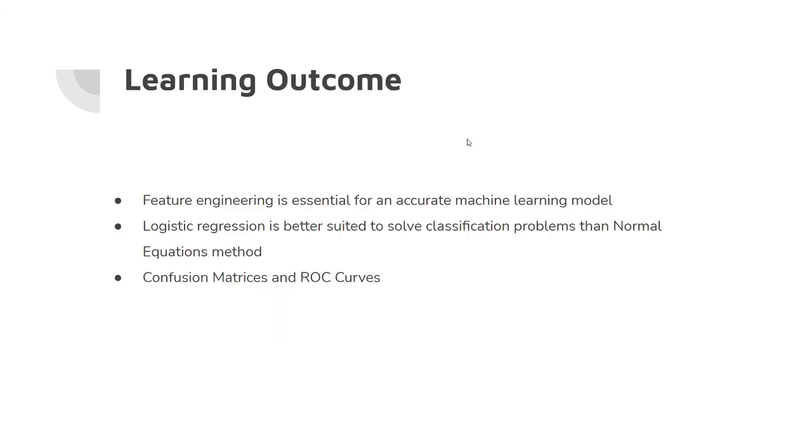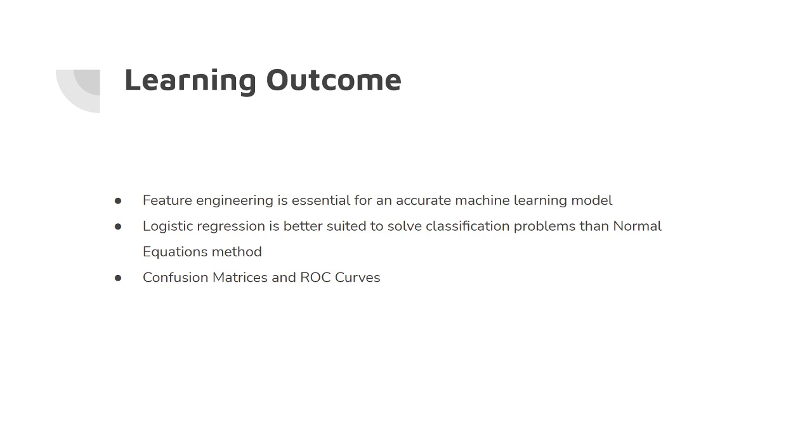And the learning outcomes of this project, it was a lot for us, but we just tried to focus on 3 here. The first one was feature engineering. It's super essential for an accurate machine learning model. And we all kind of learned just how much this is used in machine learning in general. It's helpful to manipulate the data in a way that makes your machine learning algorithm much more accurate.